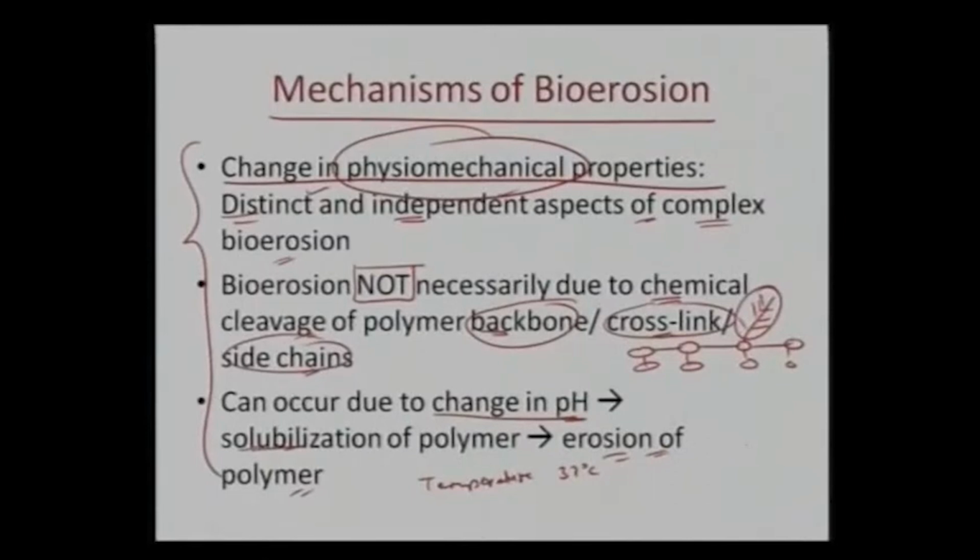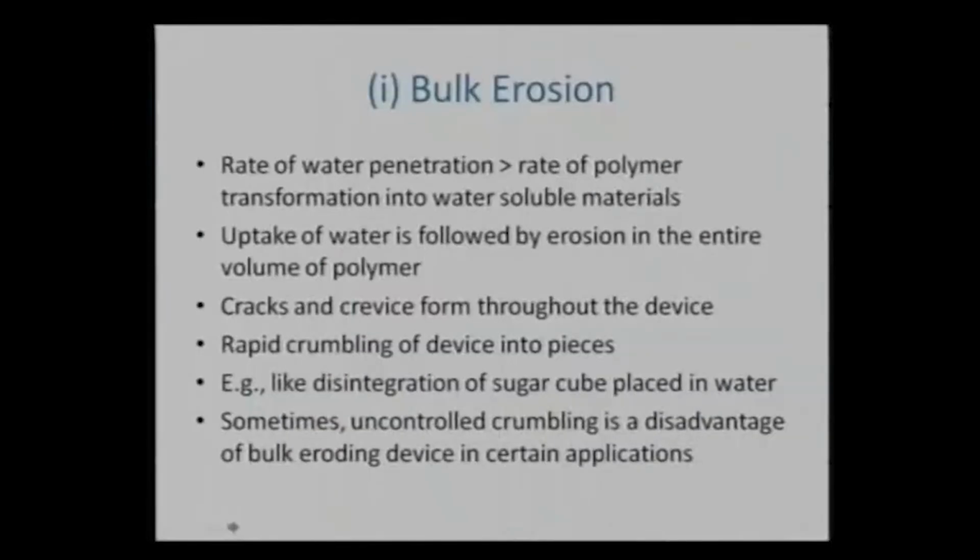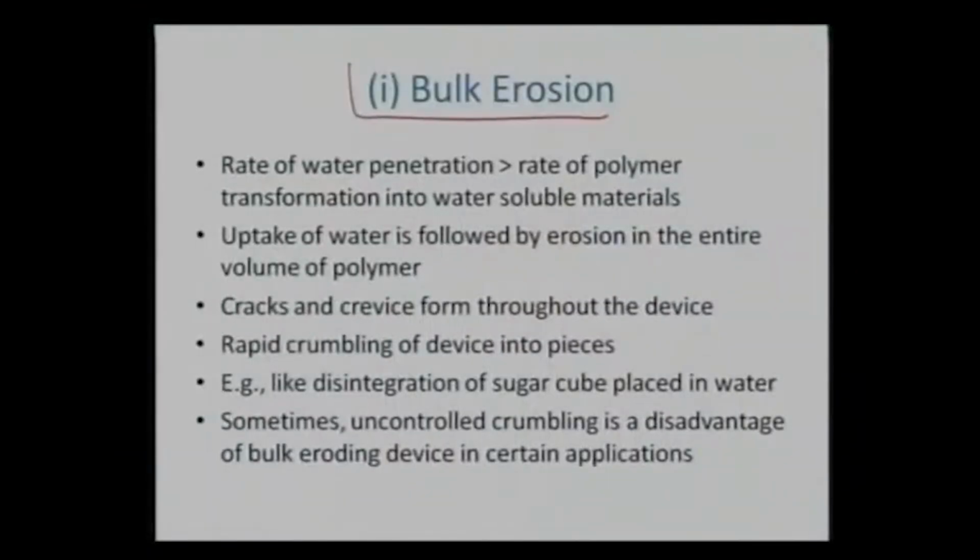So we can see how complex this particular process of bioerosion is for biodegradable polymers. Again, depending on what kind of polymer it is, we can also have two kinds of erosion which can occur. One is the bulk erosion, and the second can be the surface erosion. So first let us consider the bulk erosion part.